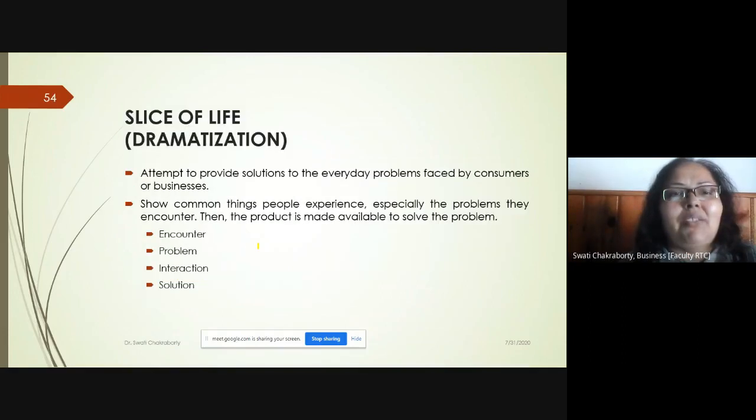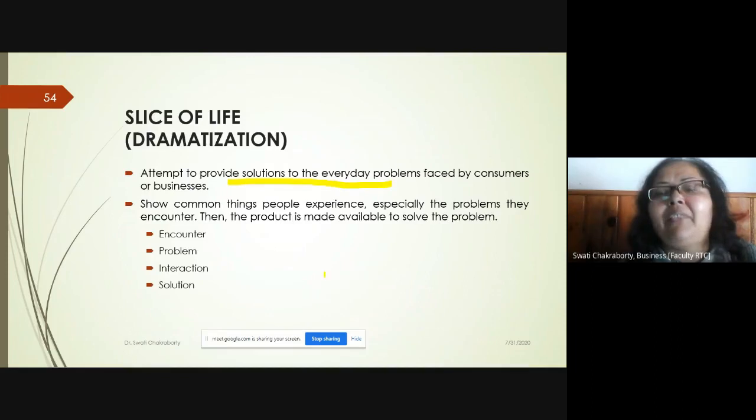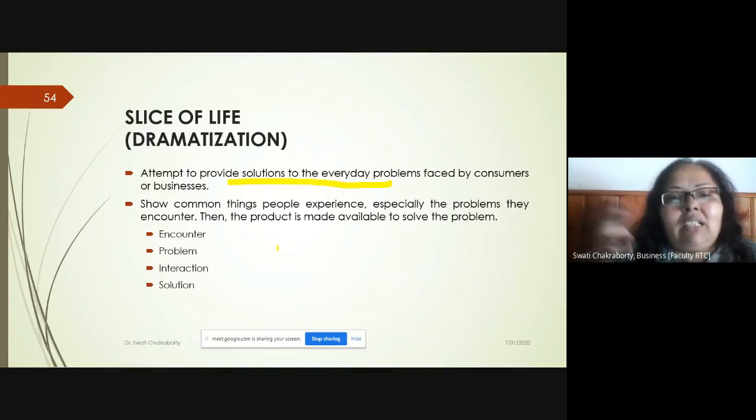Then comes drama, slice of life, where you provide a solution to the everyday problems faced by the customers or the business. It talks about the customer's experience, especially the problems that they encounter, and how through interaction you come up with a solution. So the product comes up as a solution to your problem.